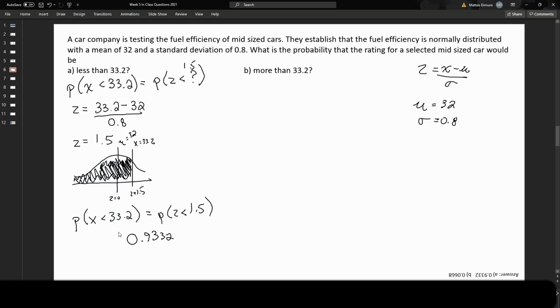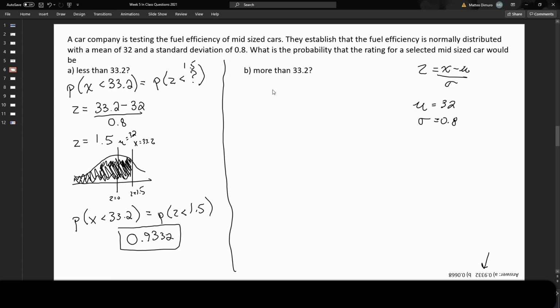93.32. Oh, there we go. So 0.9332. That is part A. By the way, in case you didn't notice, the answers are down here upside down, just so you can check it yourself. And here we go.